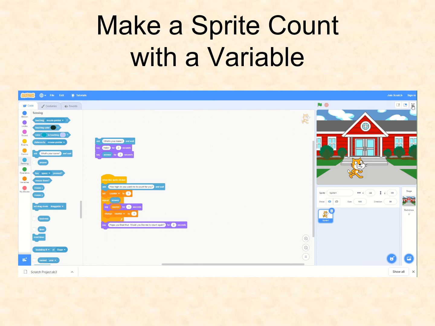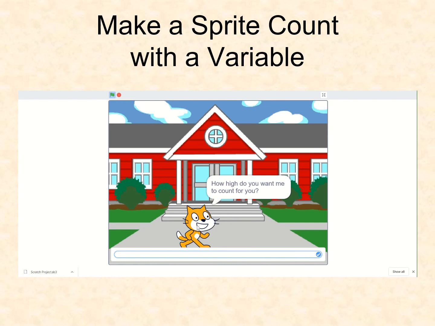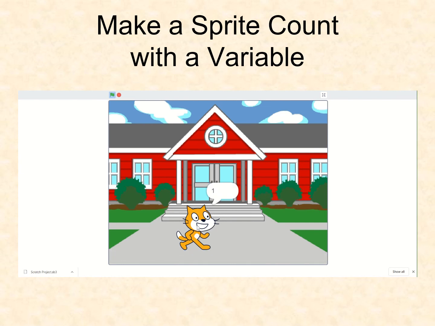And to make it more dramatic, I'm going to go up to the full screen. I'm going to click on the cat. How high do you want me to count? I'm going to say a small number, 5. And there goes the cat. 1, 2, 3, 4, 5. Hope you liked it. Would you like me to count again?